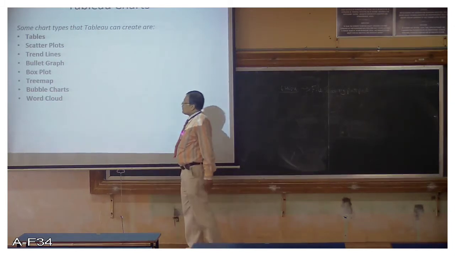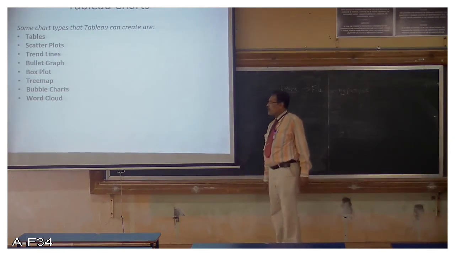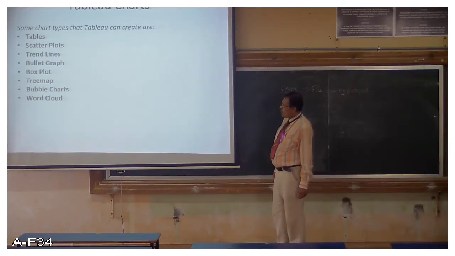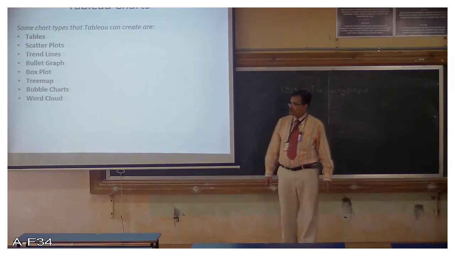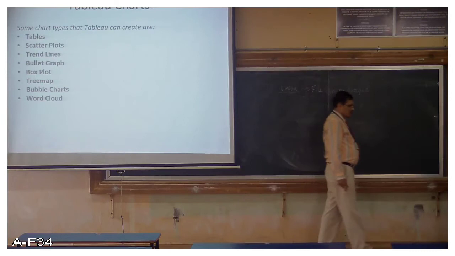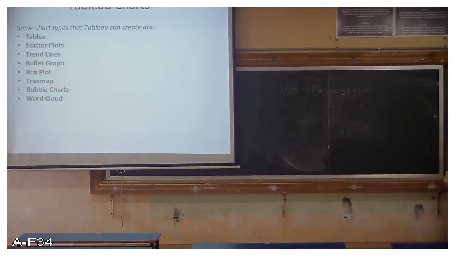Amongst that, tables, scatter plots, trend lines, bullet graph, box plot, tree map, bubble charts, word cloud. These are the few common charts that are available as far as the Tableau software is concerned. So the first one is table chart.